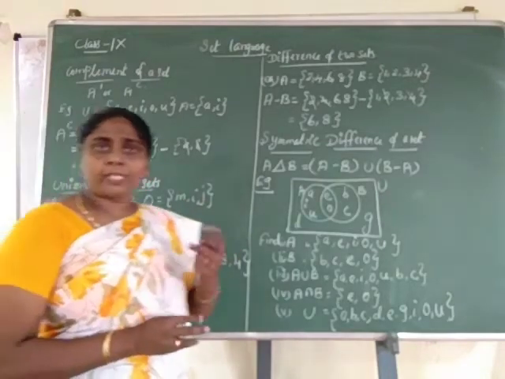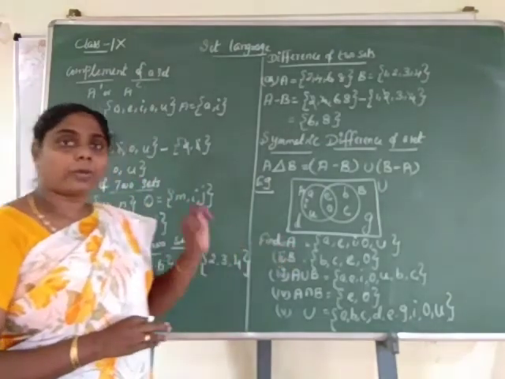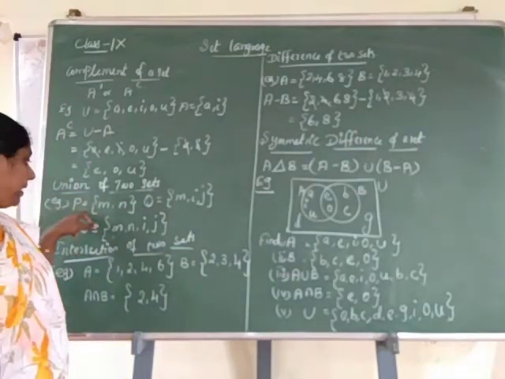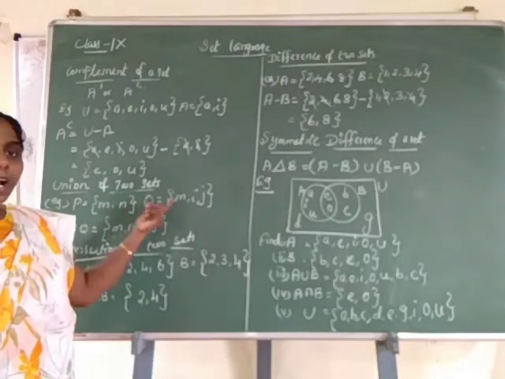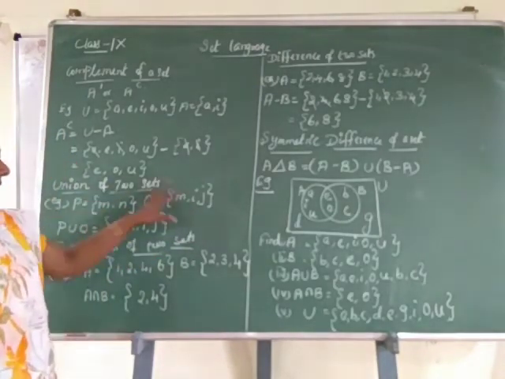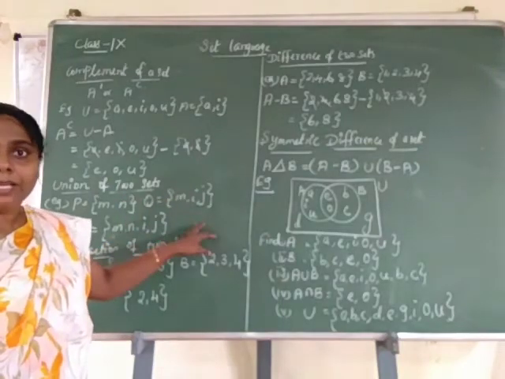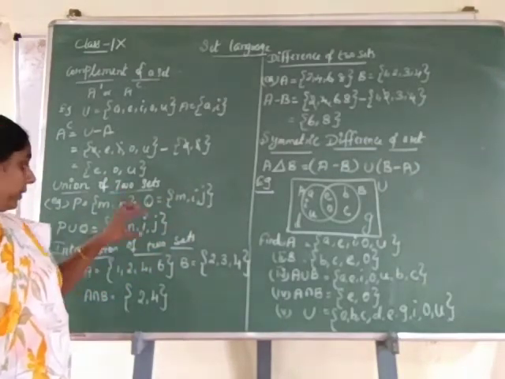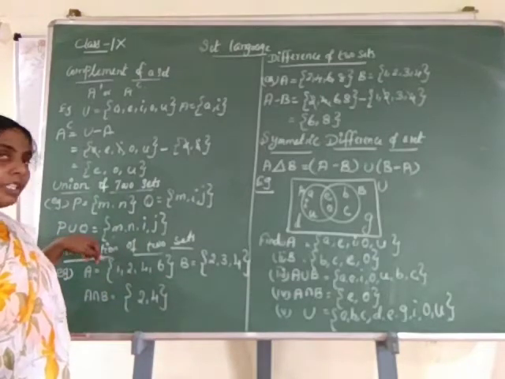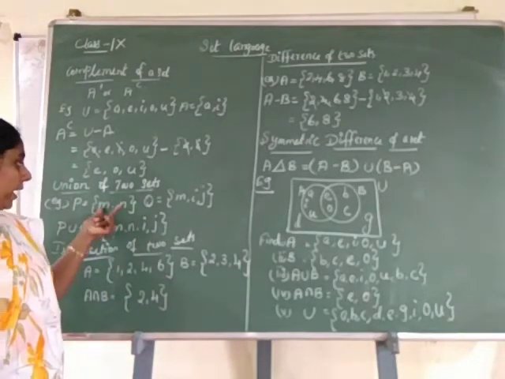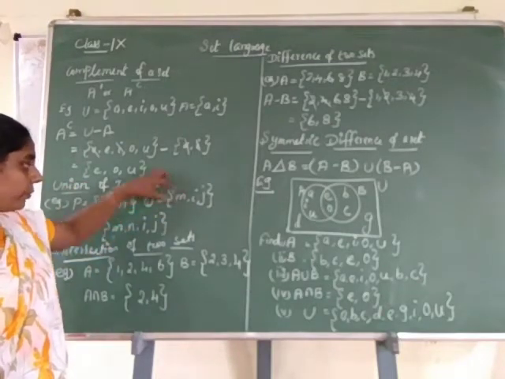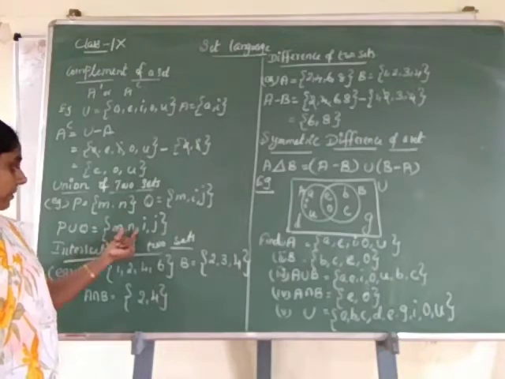Suppose two terms are repeated in the set, then only one time you have to write. Listen here. The given example is P is equal to the set of all M and N, and set Q is taken as M, I and J. In both sets M is common, so it is coming 2 times, but in the union set only 1 time you have to write that M. So P union Q is equal to M, N and I and J, because M is already written here, you don't want to write it again. So M, N, I and J.